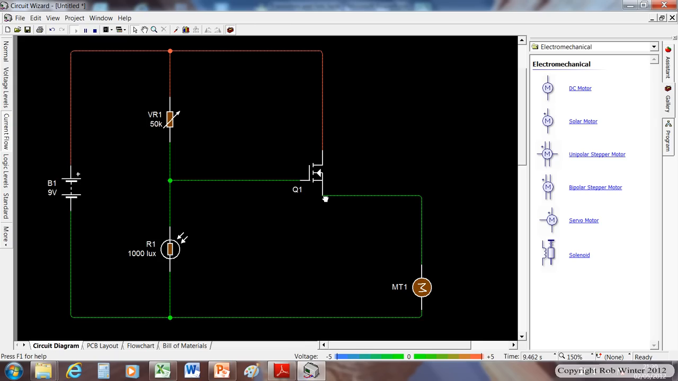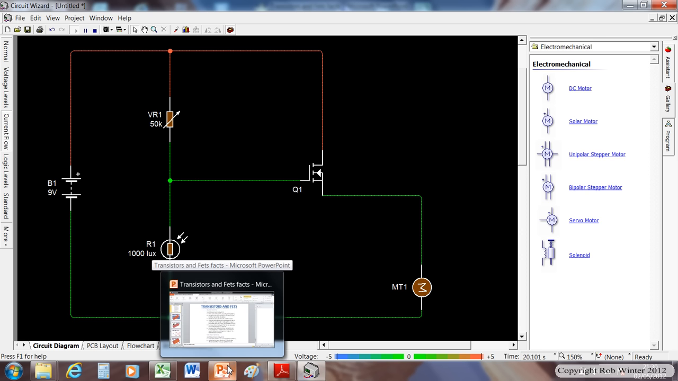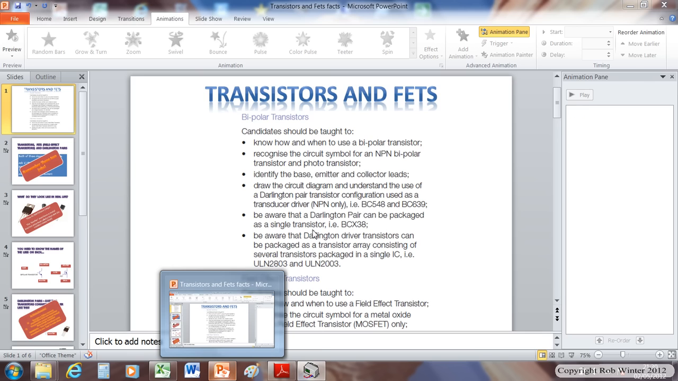We've done field effect, we've done bipolar transistors, and we've done Darlington pairs. You need to understand these and be happy with them, because a lot of the other topics we're going to go on to later on are all based on these three things.